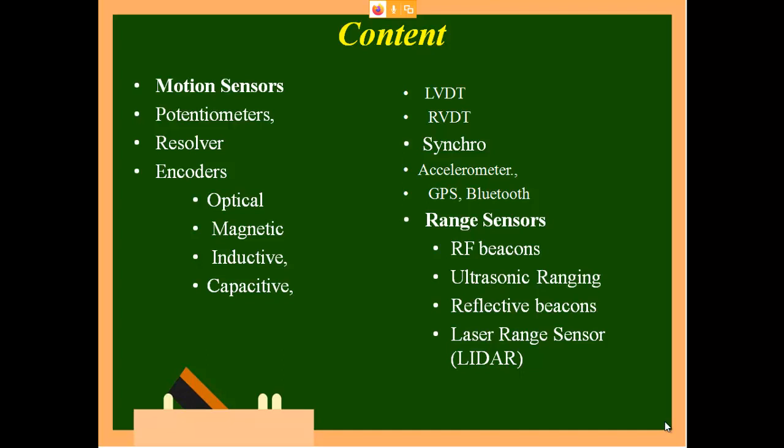Then range sensors. First we will see RF, then ultrasonic, then reflective, then laser. There are around 4 types of range sensors. So this we have to write in the assignment. Just write about 2 to 3 pages.